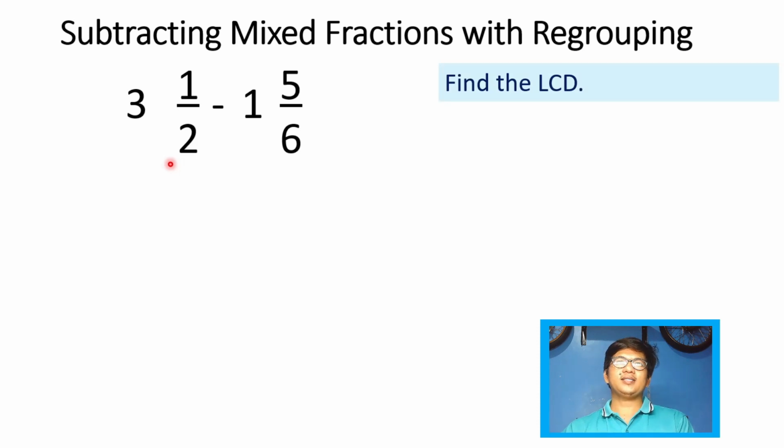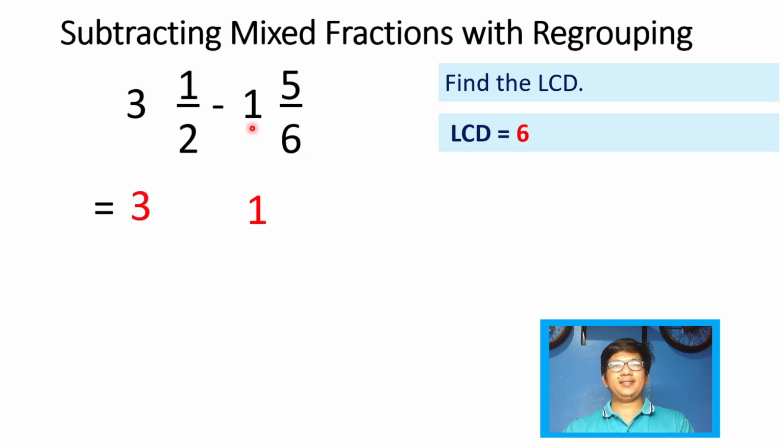So, what is the LCD of 2 and 6? The LCD is 6. Then, 6 will be our new denominator. But, since we have whole number, reminder lang po, don't forget to rewrite it. Then now, we have our new denominator, which is 6.